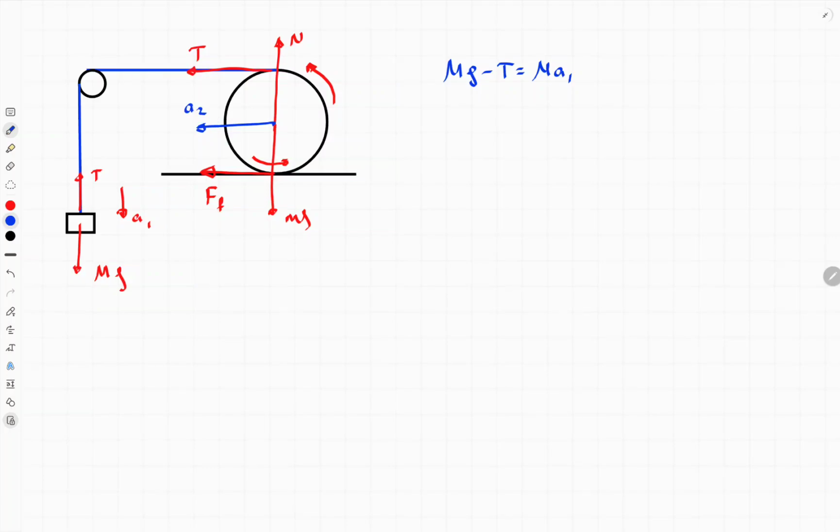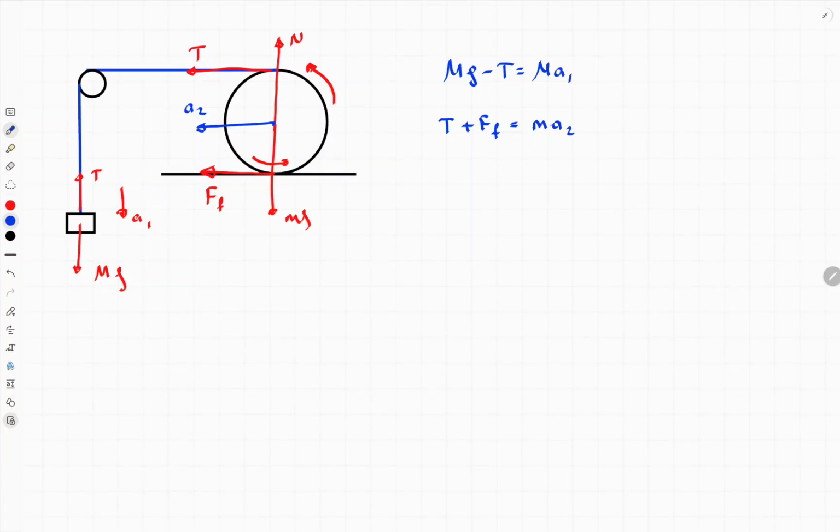Let's call the acceleration of the center of the cylinder A2. Again, let's apply Newton's second law for this cylinder, which is moving only in the horizontal direction to the left, because we have a tension to the left, and also a friction force to the left. So the resultant force acting on this cylinder in the horizontal direction is tension plus friction force, equal to the mass of the cylinder times A2. Again, I will repeat, A2 is the acceleration of the center of the cylinder.